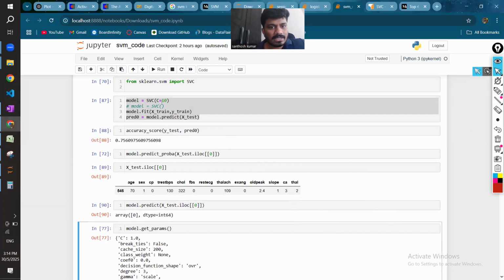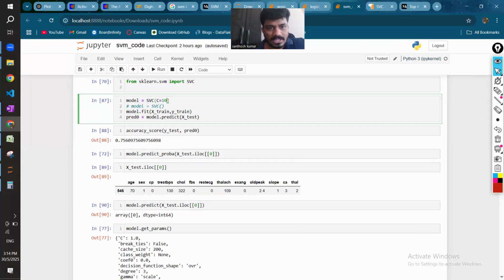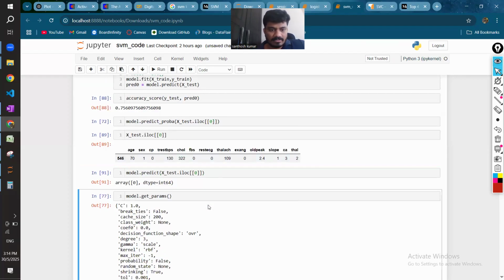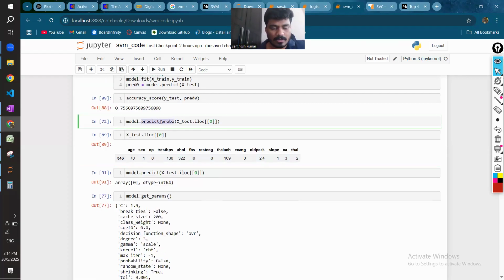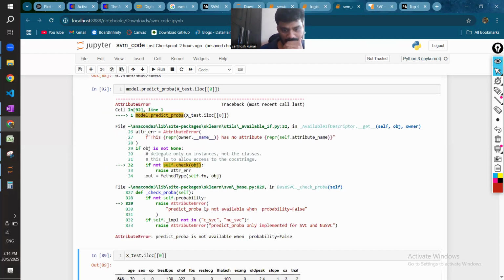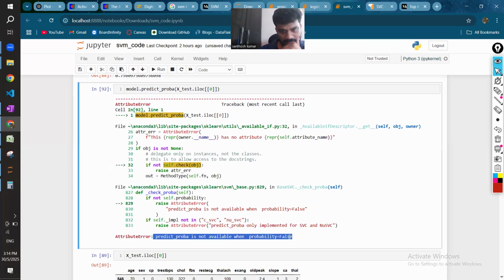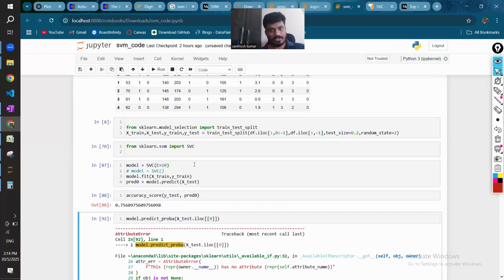But to do that, you need to first set probability equal to true. Right now it is false, so I can get only the prediction. But if I try to go for predict_proba, that means this will give you probabilities. If I do this, it will give you an error, since you have kept it as false.